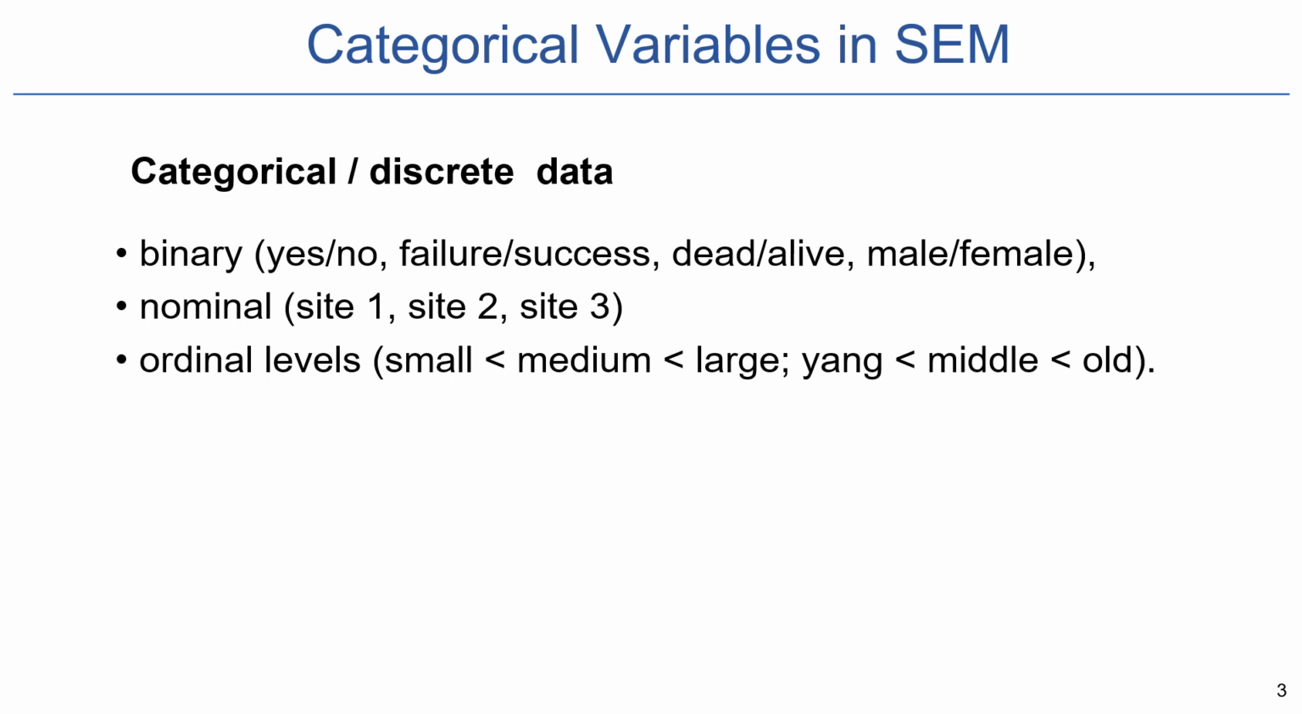And in this part of the lecture, we will talk about how to implement categorical variables in the SEM. Initially, SEM was created to use only numerical variables, but as you know, in natural sciences, especially in ecology, we have many categorical or discrete data.